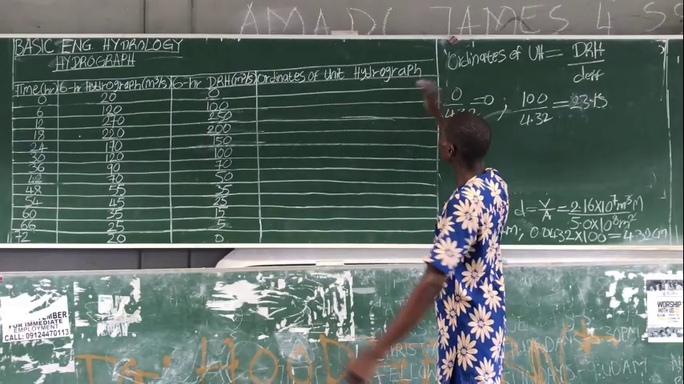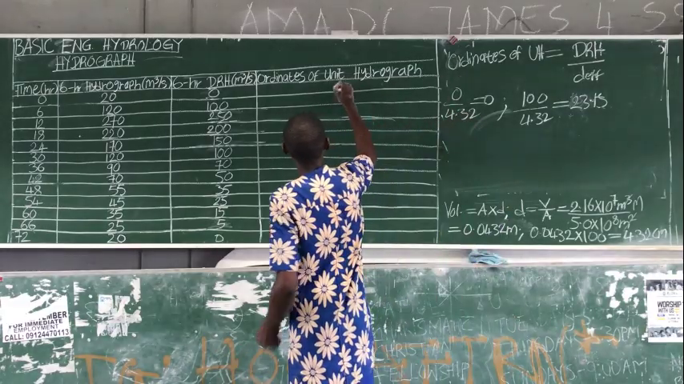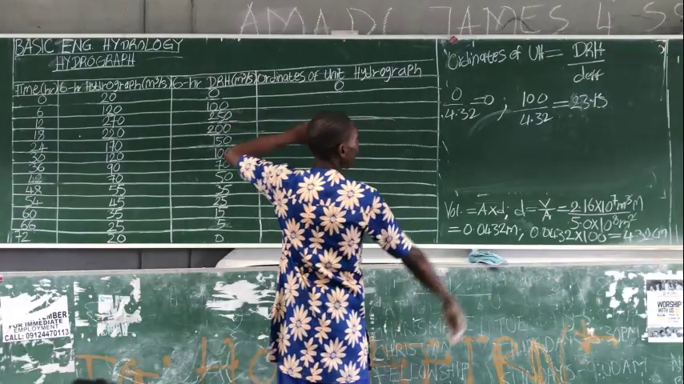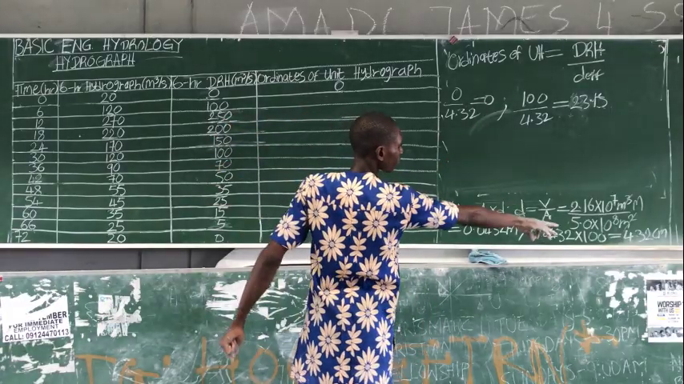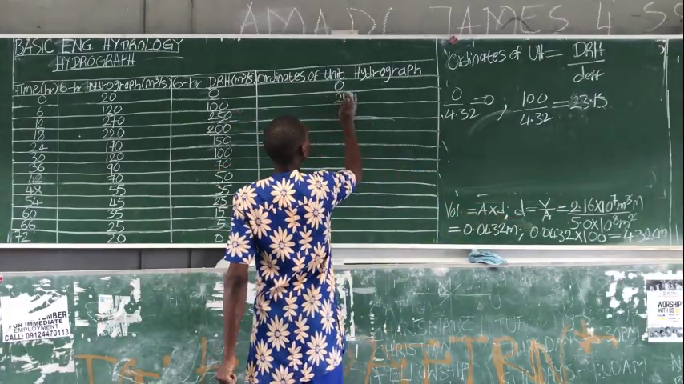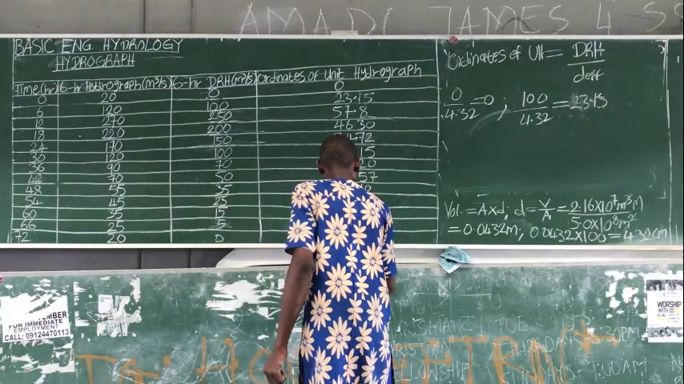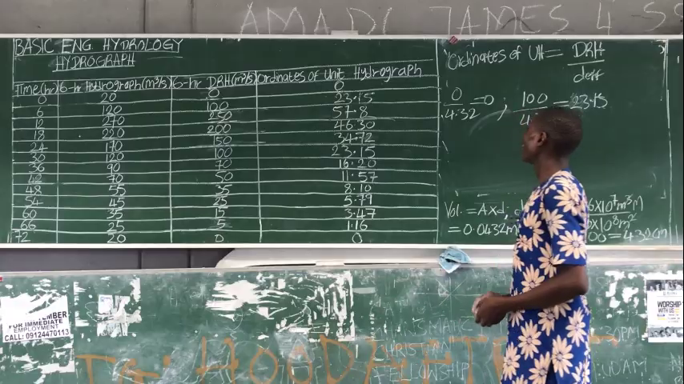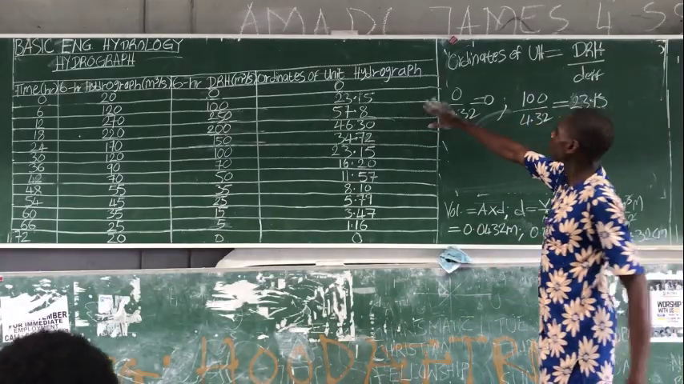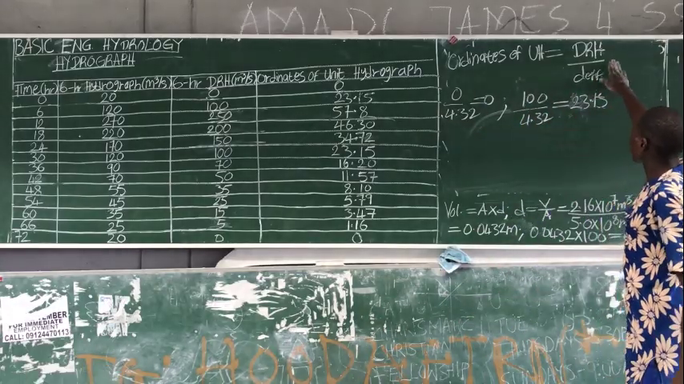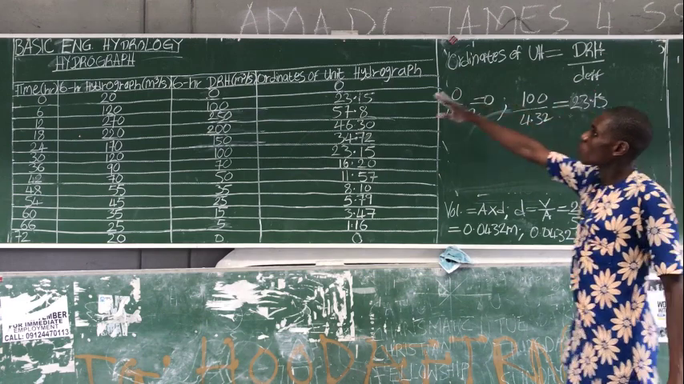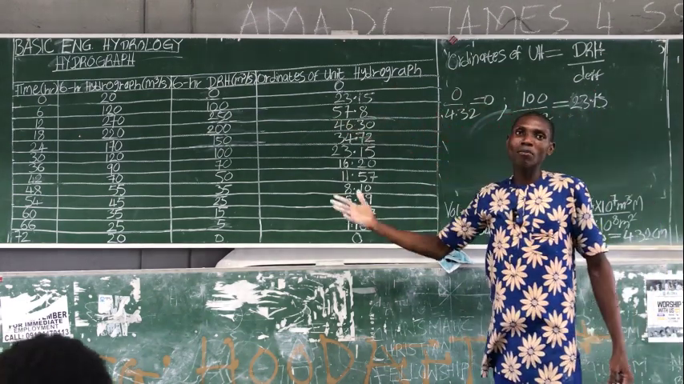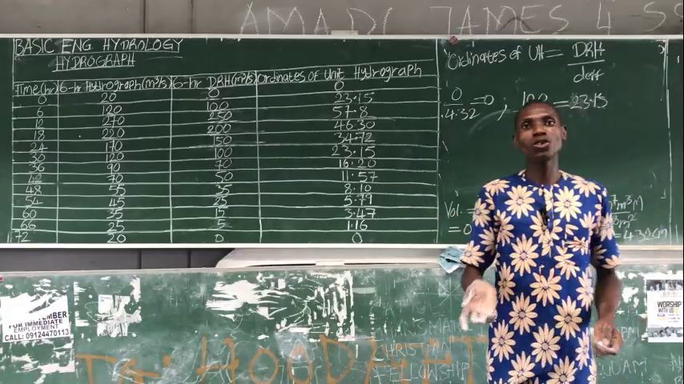Okay, so filling in these values, we have 0, and 100 divided by 4.32 gives 23. Using the same approach of our direct runoff hydrograph divided by effective depth, we have been able to get the ordinate of our unit hydrograph. So this is the method to determine the ordinate of our unit hydrograph.